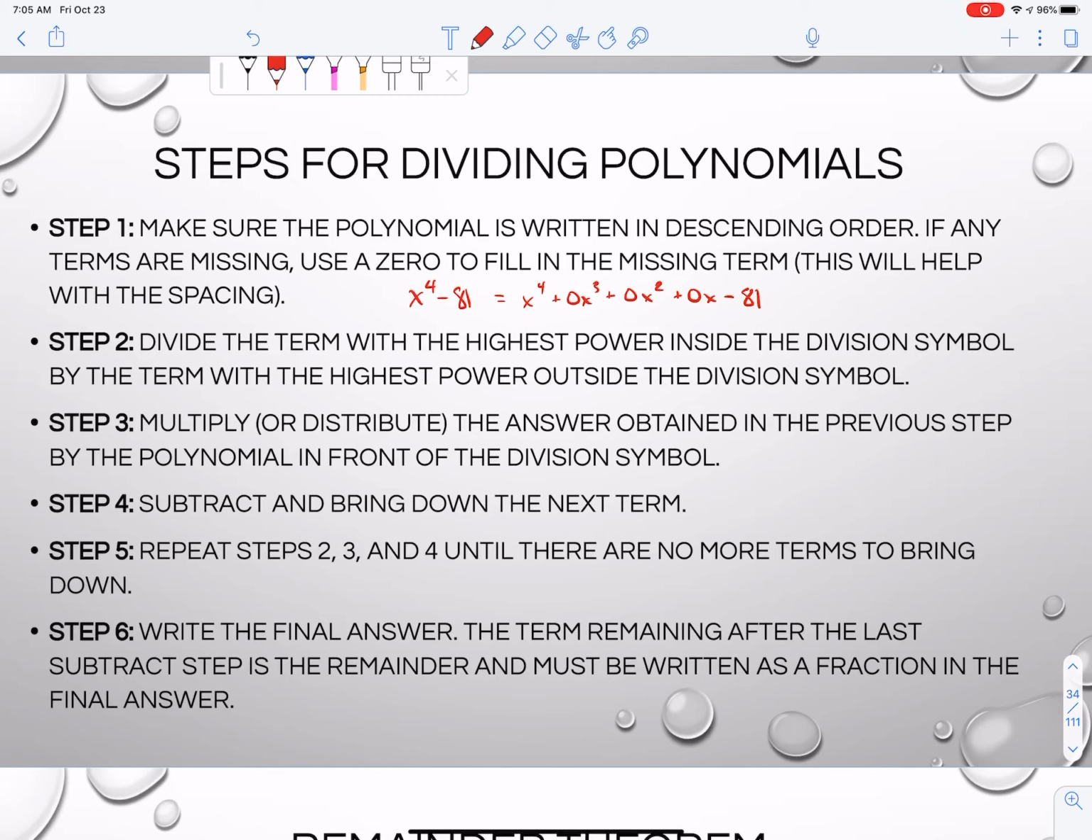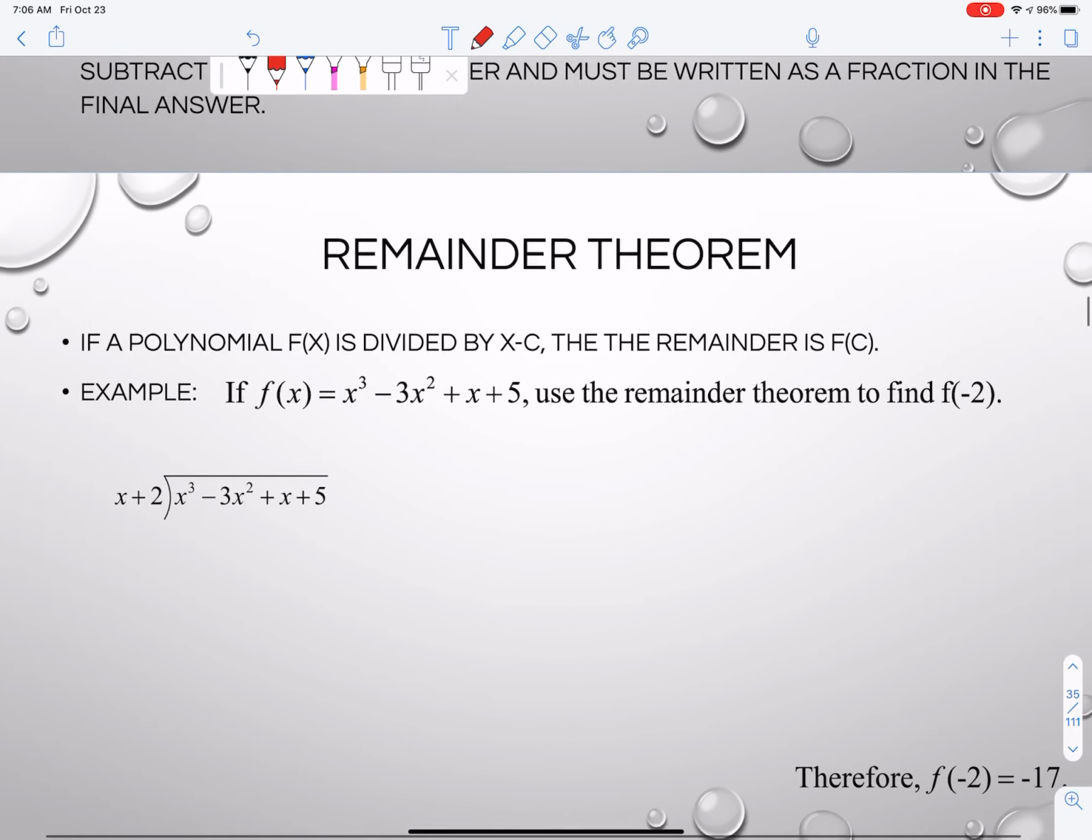When we're done, we're going to write the final answer, whether it's in quotient and remainder form or divided out with no remainder. We'll look at what that looks like in different forms. Okay, so let's try a couple of things here.